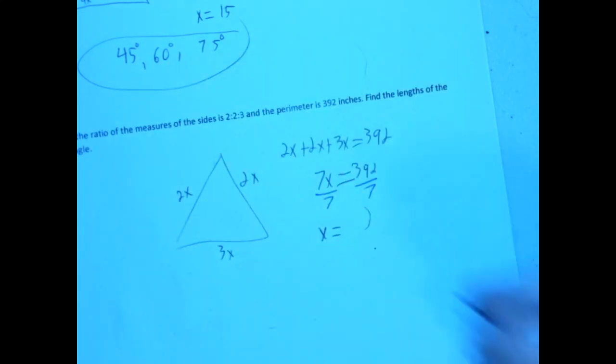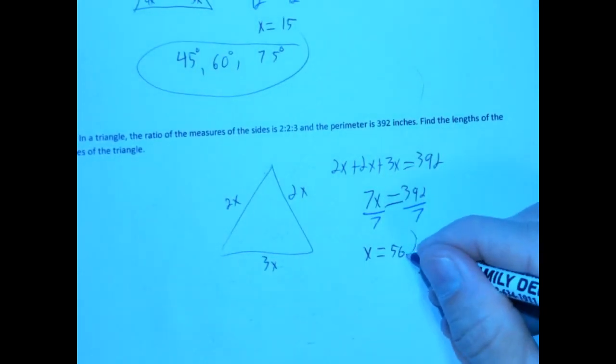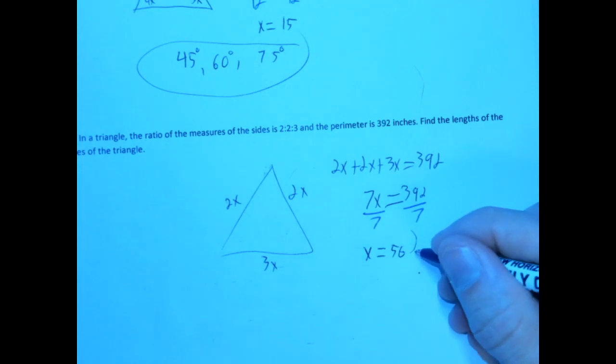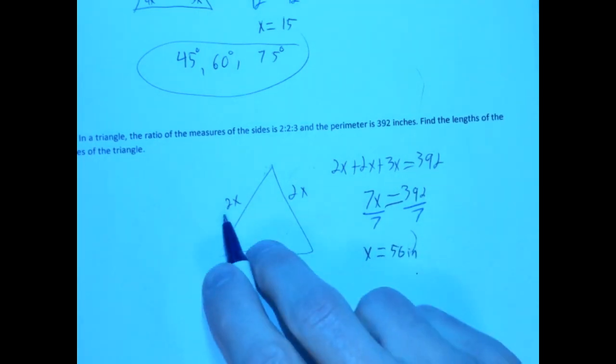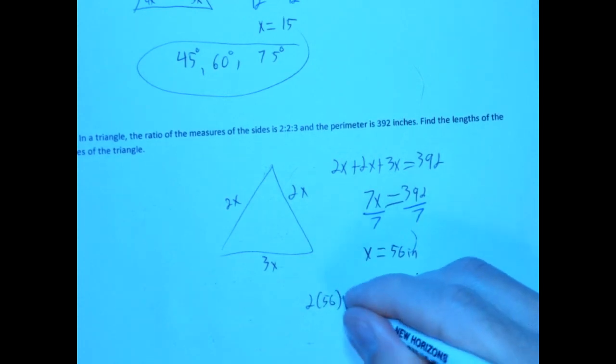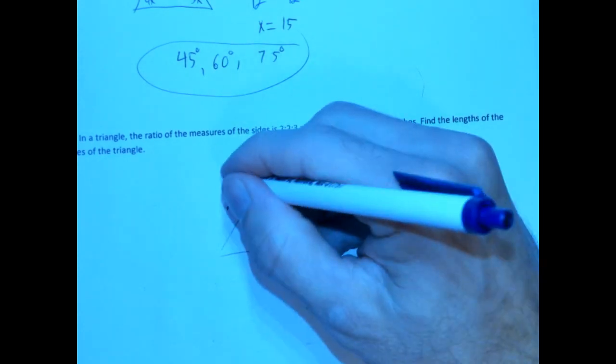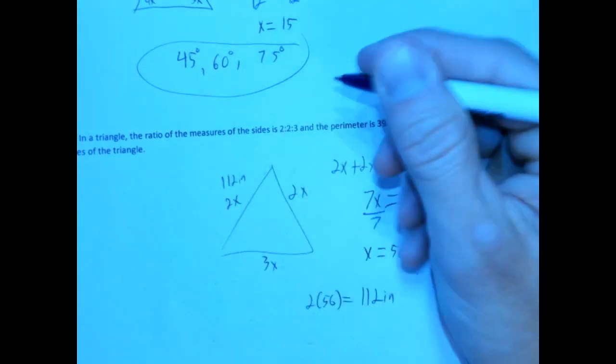Okay, good, that one works. 56. There's no unit here. I don't think they have, oh, inches, yeah, sorry, inches. Now that's x, so we have to find the sides. So 2 times that. So 2 times 56. What's that, 112? 112 inches.